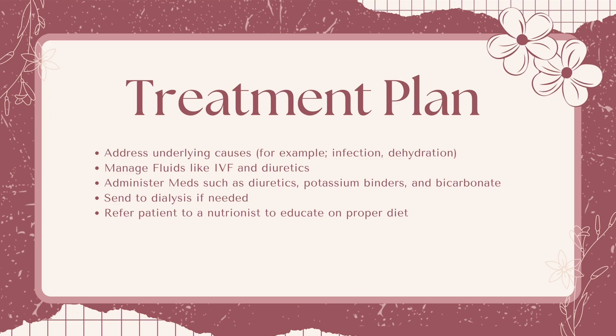So now, the treatment plan. For acute kidney injury, it is important to address the underlying causes. For example, is it an infection? Is it caused by dehydration? After figuring out the underlying cause, it is important to manage everything else, such as fluids, IVF, and diuretics.